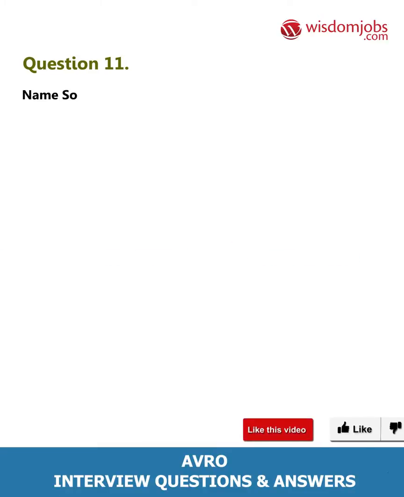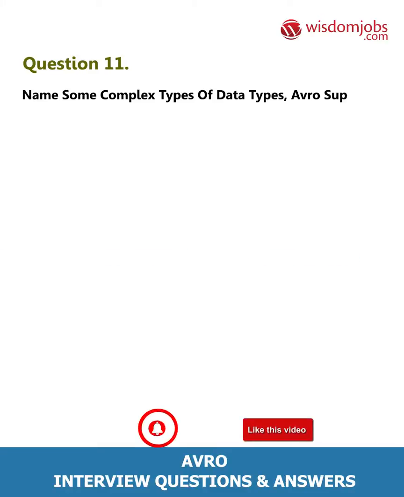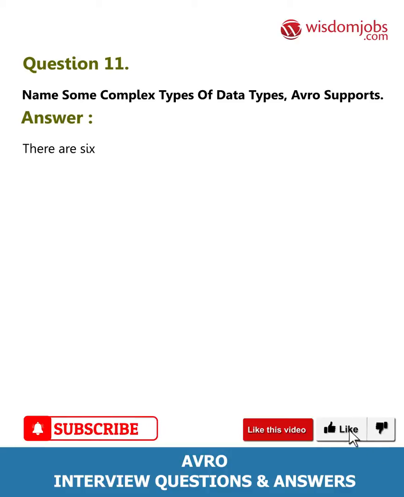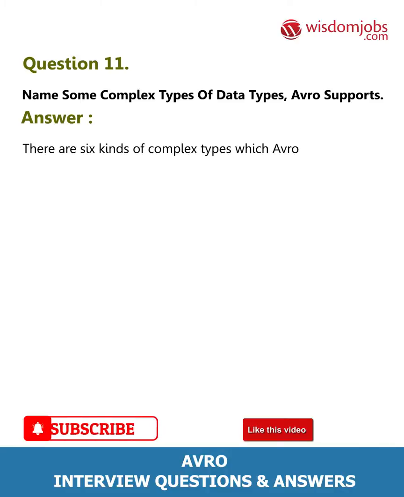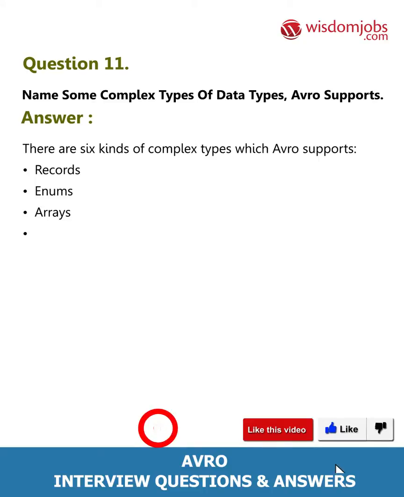Question 11. Name some complex data types AVRO supports. Answer. There are 6 kinds of complex types which AVRO supports: records, enums, arrays, maps, unions, fixed.